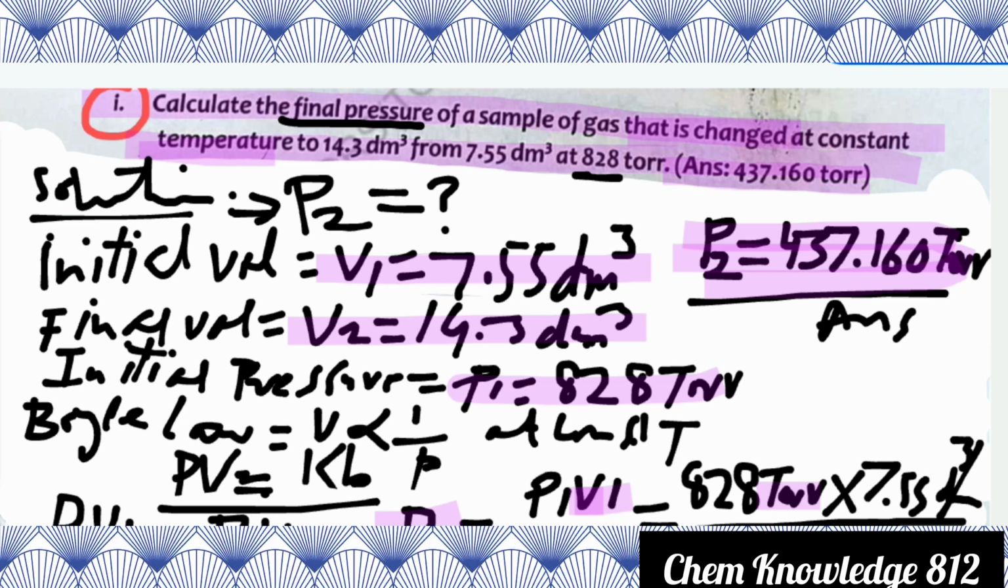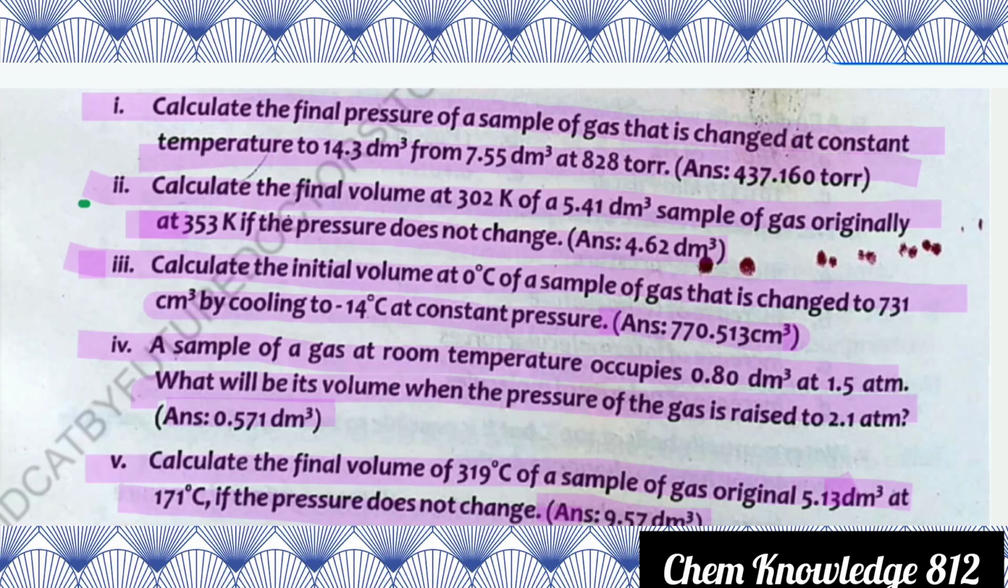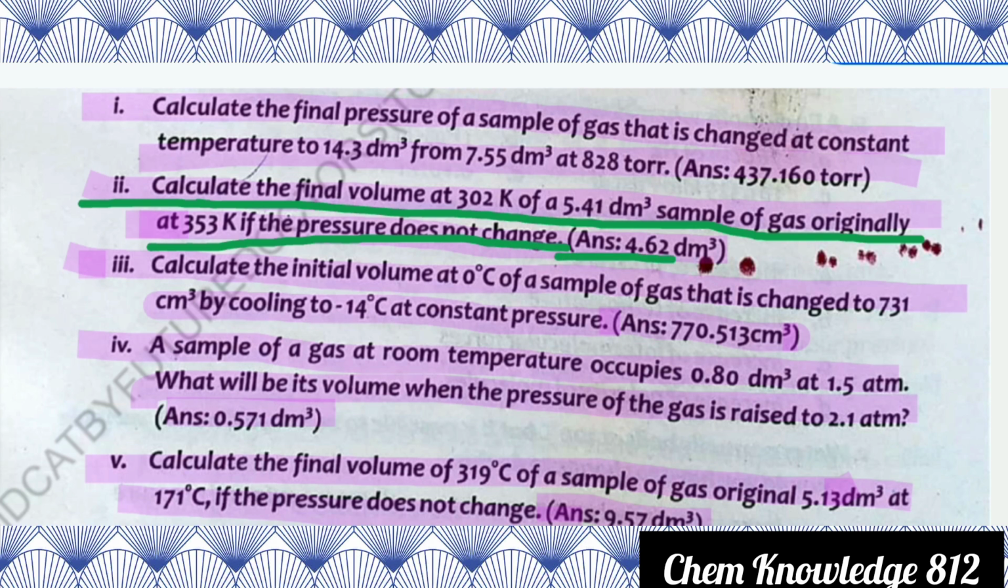Now let's move towards the second numerical question to be solved. The second numerical question says: calculate the final volume at 302 degree Kelvin of a 5.41 cubic decimeter sample of a gas originally at 353 degree Kelvin. If the pressure doesn't change, the answer will be 4.62 cubic decimeter. So let's come towards this question to solve.